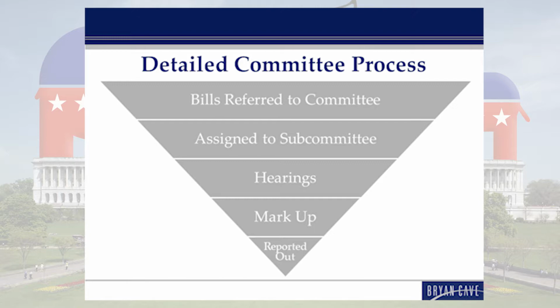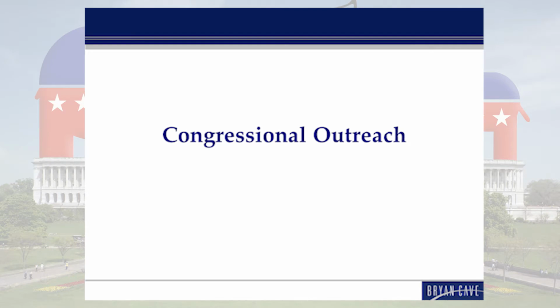That concludes the first section, which details the legislative process. In Part 2 of our Advocacy 101, we will look at congressional outreach: how to establish a relationship with a member of Congress and their staff.